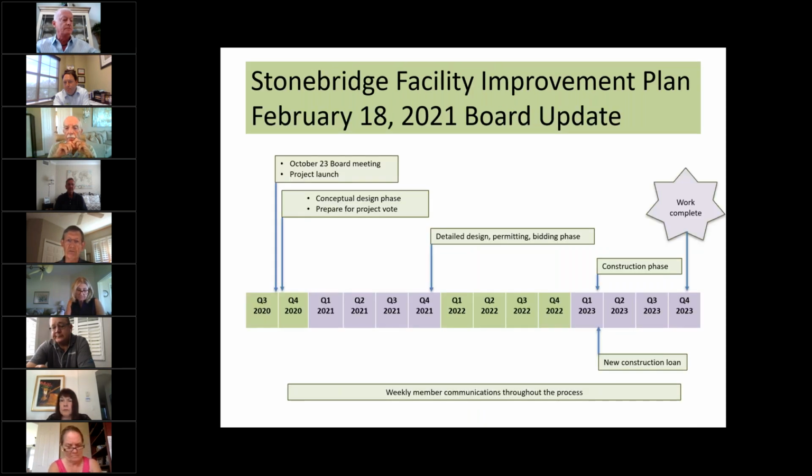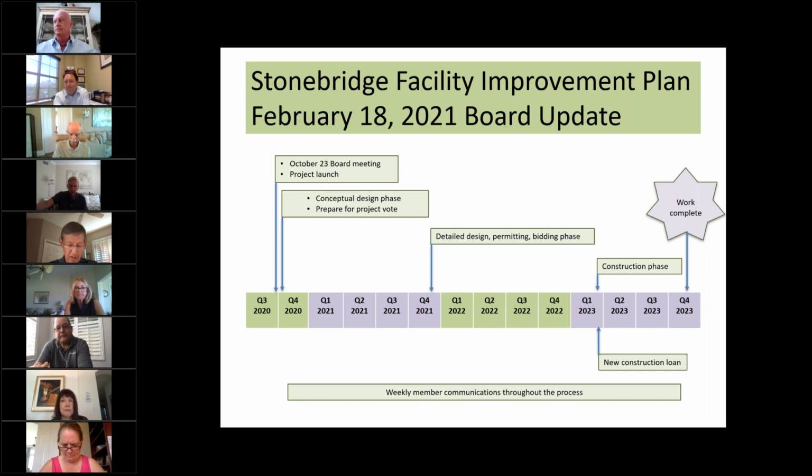Okay, next chart, please. This is our top level milestone chart. As a reminder, let's look at this for a minute. There are 3 phases that we're working in. First is a conceptual design phase. The second is the detailed design, permitting, and bidding phase. And the third is the construction phase.